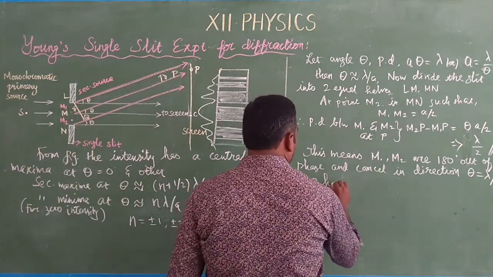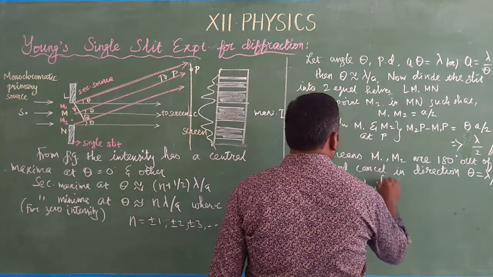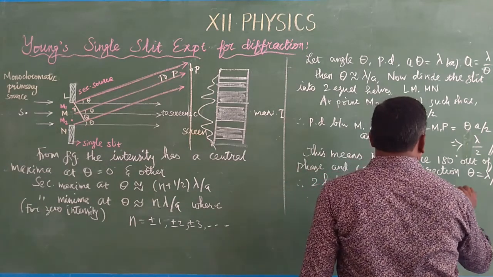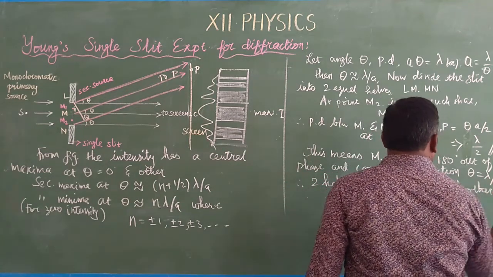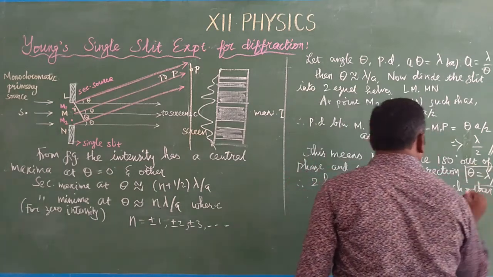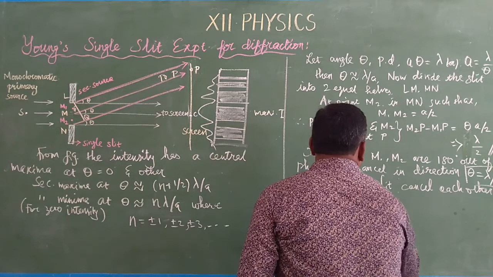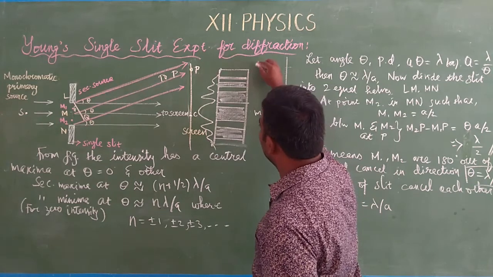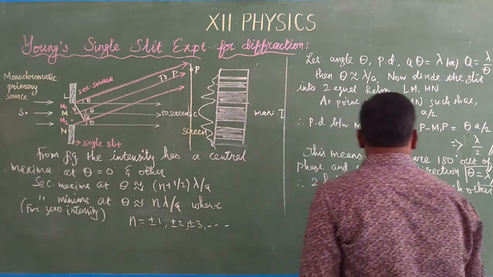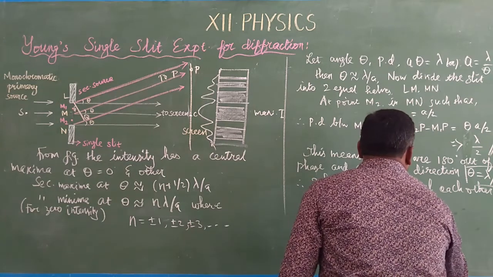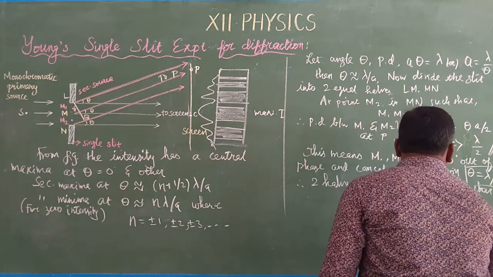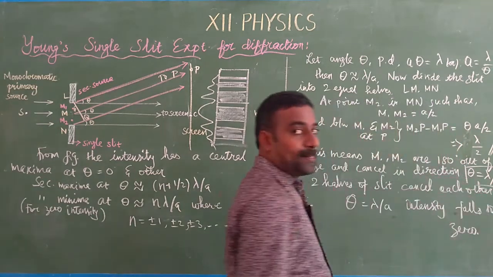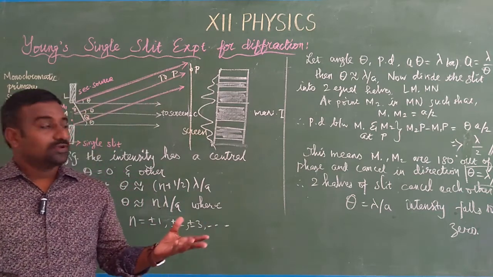Therefore two halves of the slit cancel each other and theta value we have found. What is the theta? And theta is equal to lambda by a. So the intensity falls to, போக போக intensity என்ன ஆயிட்டே இருக்கும். So குறைஞ்சிட்டே போகும், either side குறைஞ்சிட்டு it falls to 0. That intensity reduced to 0. Okay. So next we are going to see the fringe width.